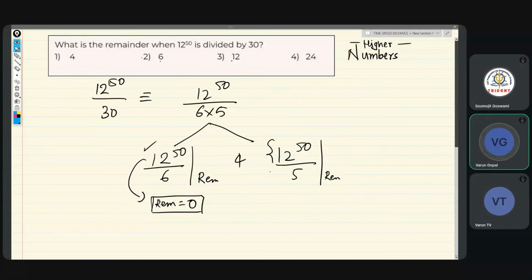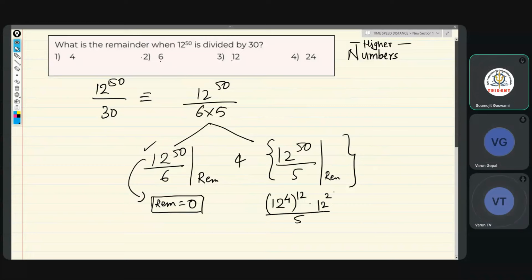What about this part? We can use Euler. 12 is 2 into 6, so 12 to the 50 is 2 to the 50 into 6 to the 50, and modulo 5 we write the power as 48 plus 2. Then it is 4 raised to the power 12, that is 48, into 12 square, divided by 5. 12 square is 144. Divide this by 5.